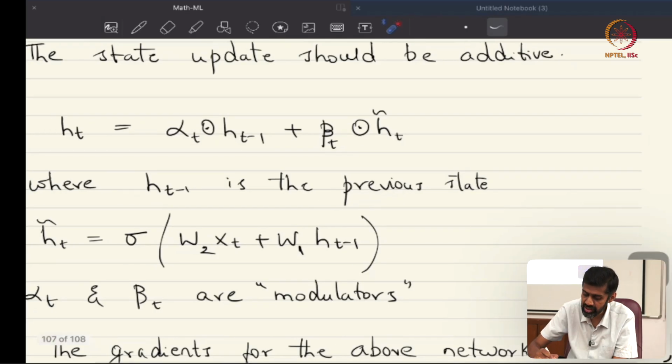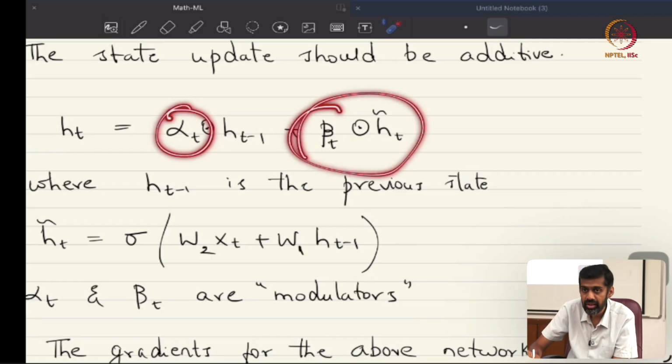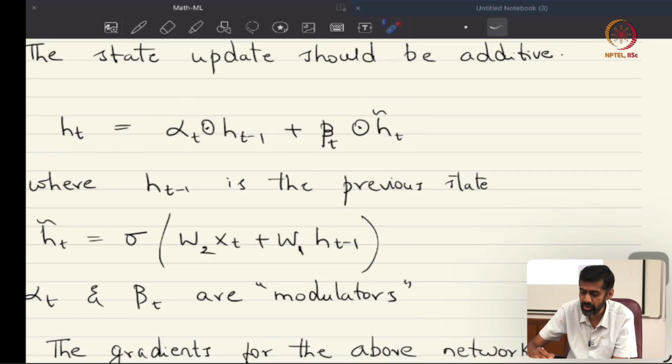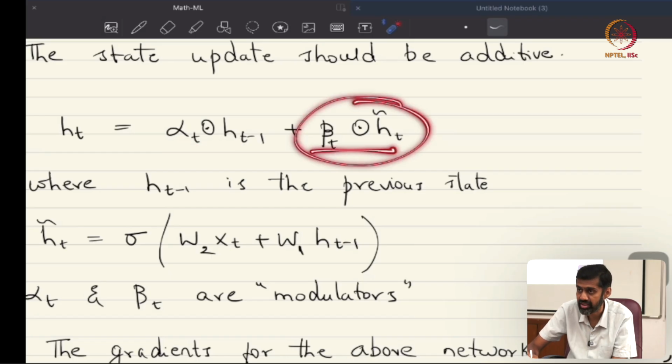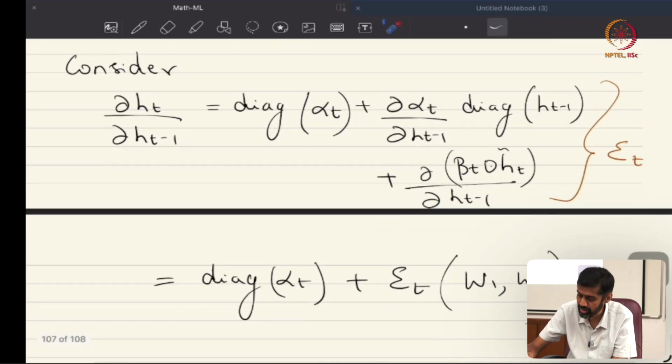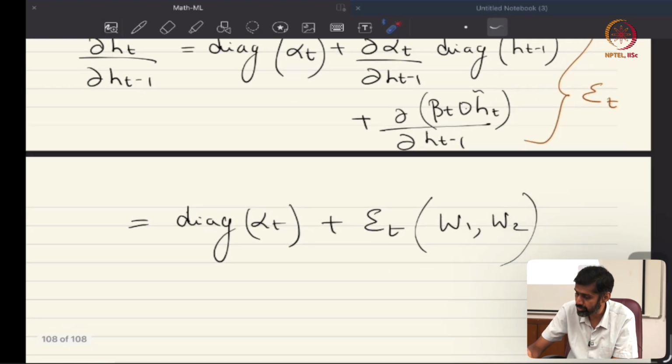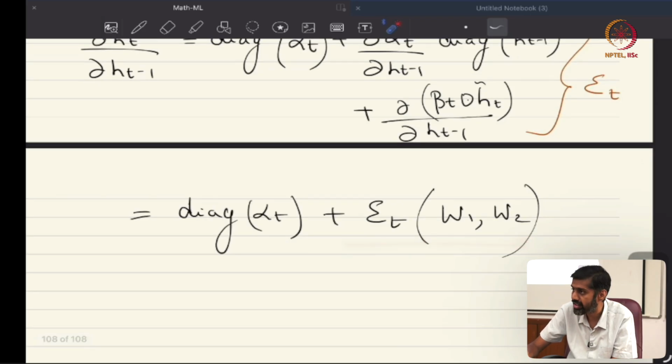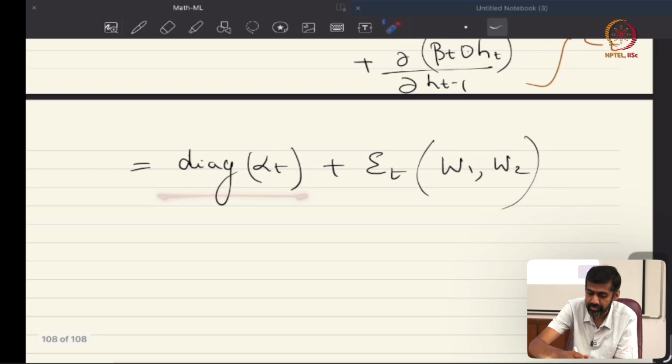See, when I take the derivative of h t with respect to h t minus 1, there is diag of alpha t here, right, and the other terms. For these other terms I have simply used the chain rule, right? The first term plus the derivative of the second has a product. So these two terms come from the product rule, that's it, correct? I am combining all the terms coming from the product rule into something that I don't care about. Okay, so now there is a diag of alpha t term.